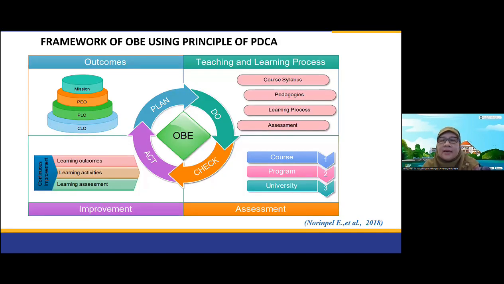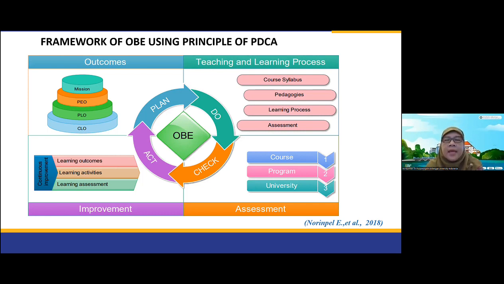When we see here by Nurunnabi et al. in 2018, we can see the meaning of the OBE, the outcome-based education. Of course, we do the PDCA: plan, do, check, and action. And don't forget also to improve after we do the evaluation of our curriculum. This is related with the challenges of the SDGs in the future and also for the mega trend after that. This is the important thing.